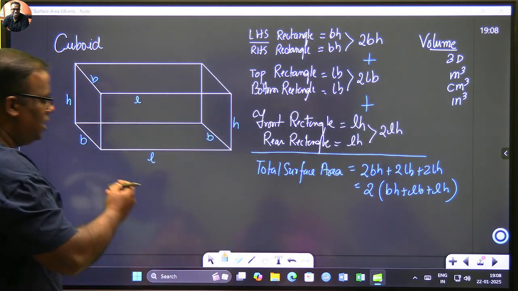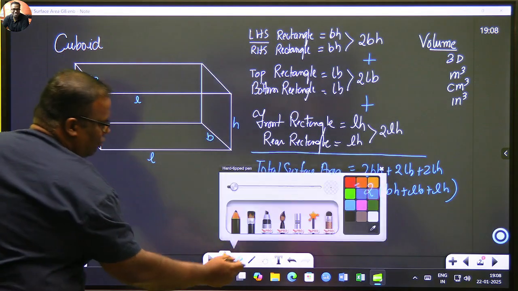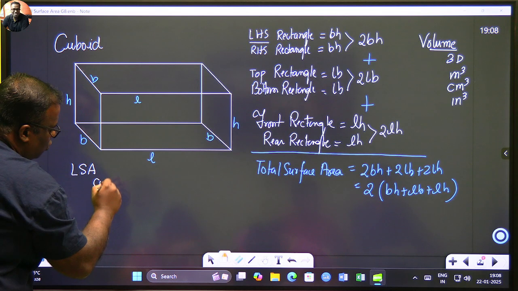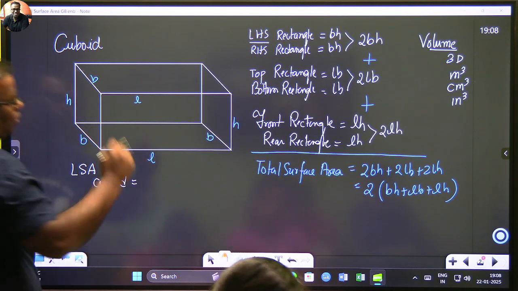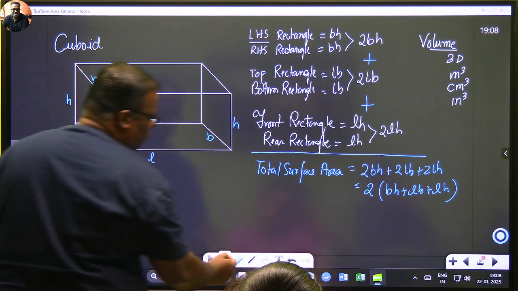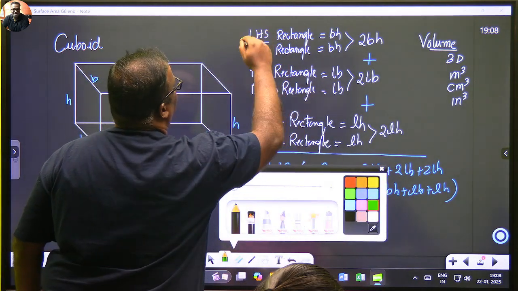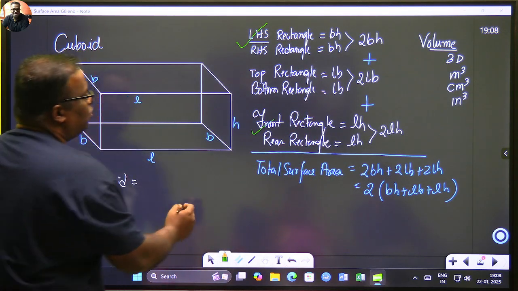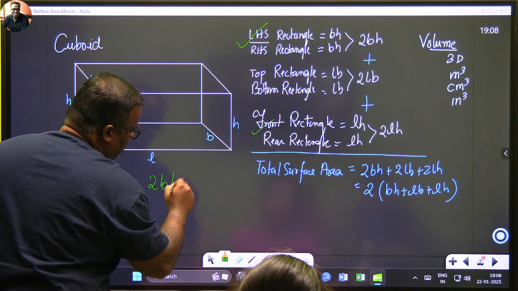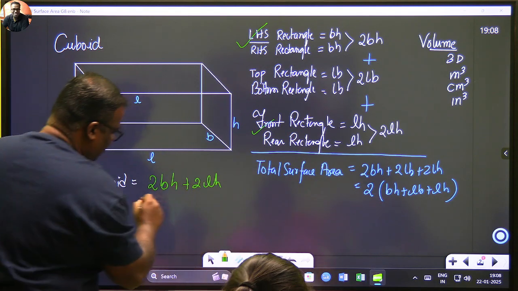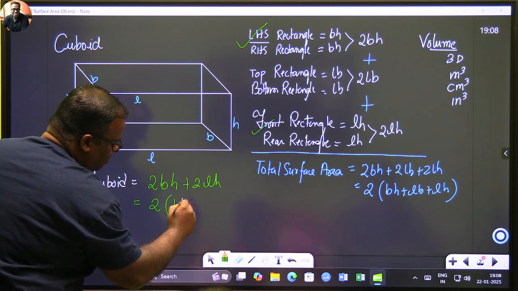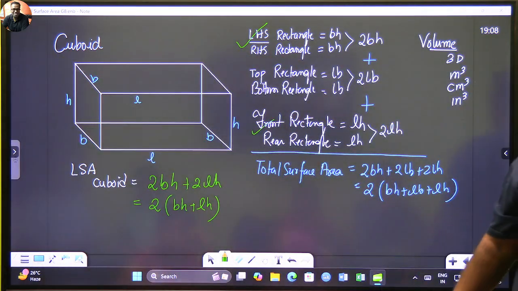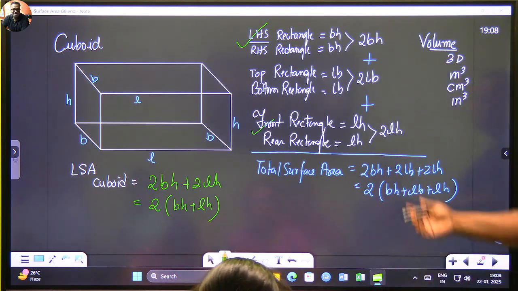So if anybody tells you that I want to find out the lateral surface area for a cuboid, or the lateral surface area for a cube, now tell me, in lateral surface area, who all will qualify? Left hand side, right hand side, and front and rear qualifies. So just add them. If we add them, we get 2BH plus 2LH. And if you know your algebra, then take 2 common, BH plus LH. फटाक से ये लिख लीजिए, and I'll wait for you. Yeah, you can take 2H also common.